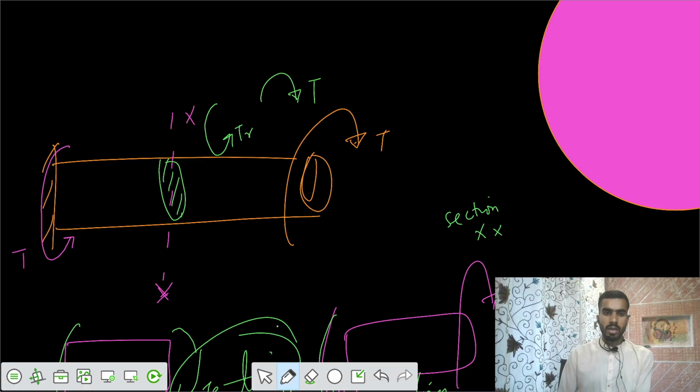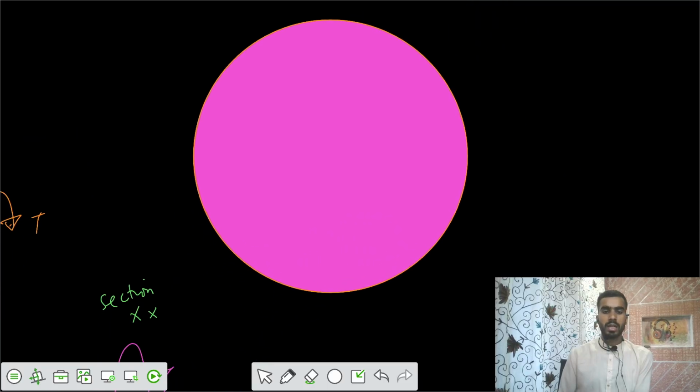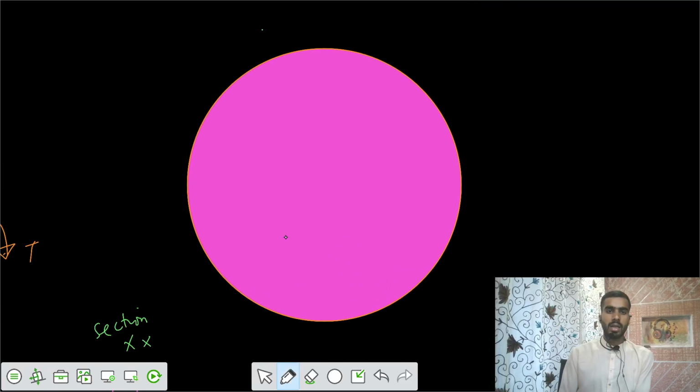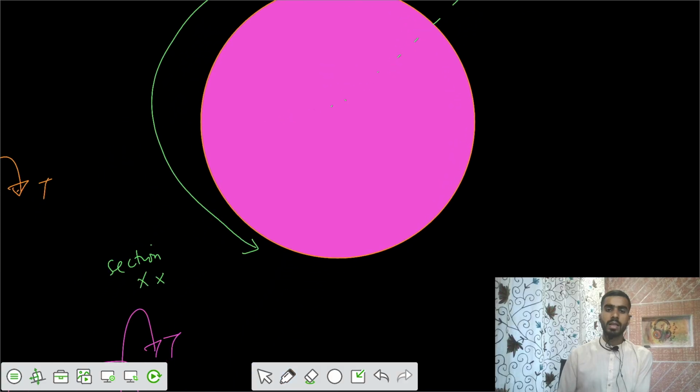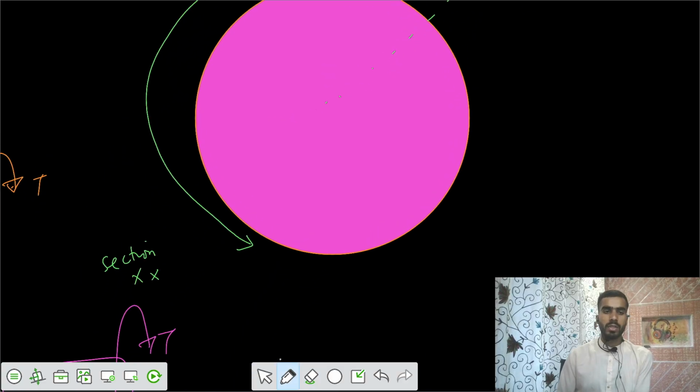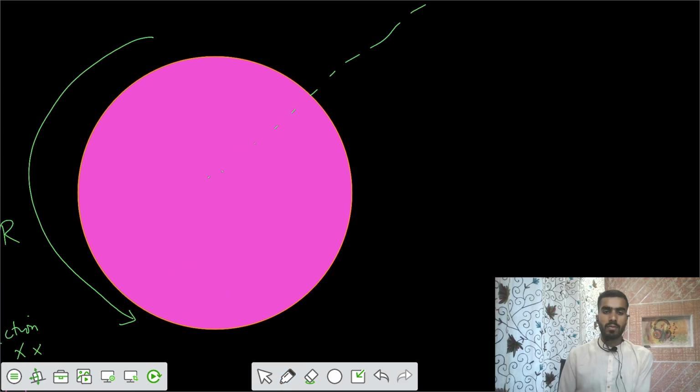Now similarly, if you take any section, there should be some value of T resisting. That should be in the opposite direction. Let's say the direction of resisting torque. This was the long axis, in this way. So the torque is about the long axis. So if this is your resisting torque, that is contributed by the section itself.